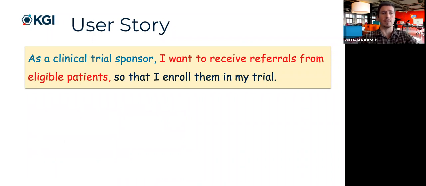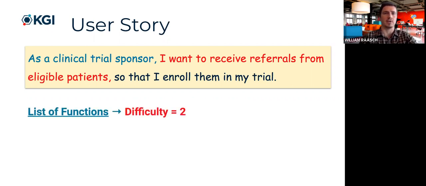So another user story might be, as a clinical trial sponsor, I want to receive referrals from eligible patients so that I can enroll them in my trial. We say here that the difficulty might be a 2. So you typically rate the difficulty between 1 and 3, 1 being the easiest, 3 being the hardest. Here it's 2 because it's a little bit harder than aggregating data, right? We have to figure out what are some of the features of that patient and how do we match them to the clinical trial?